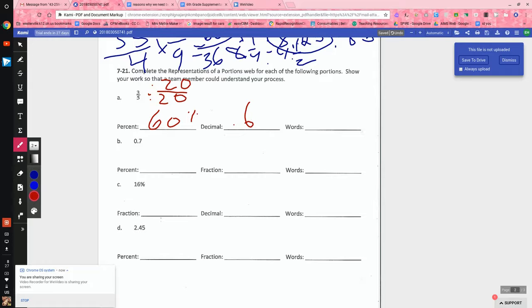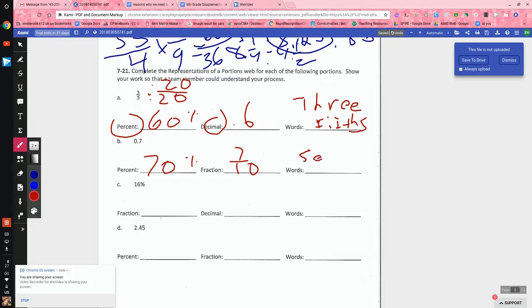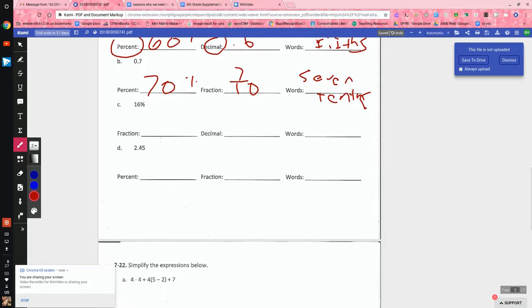And then words, you can write any one of these, the percent, the fraction, the decimal. I would just go 3/5. Make it easy. Next, we have 7/10. So again, I know that's 70%, 7/10. And then in words, you just write 7/10. And so on for the next 2. You can check them on the answer key.